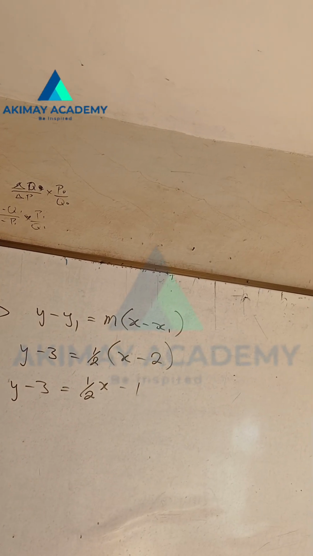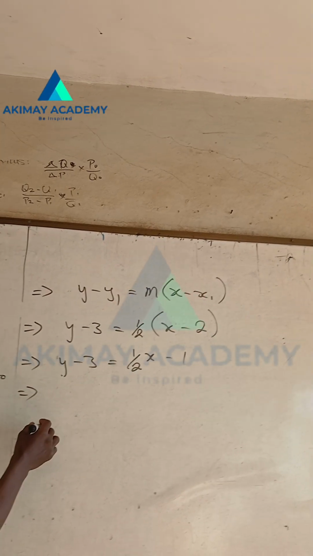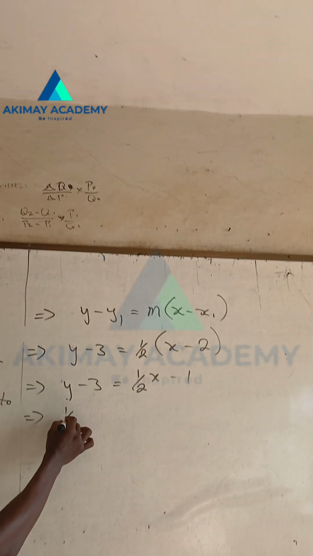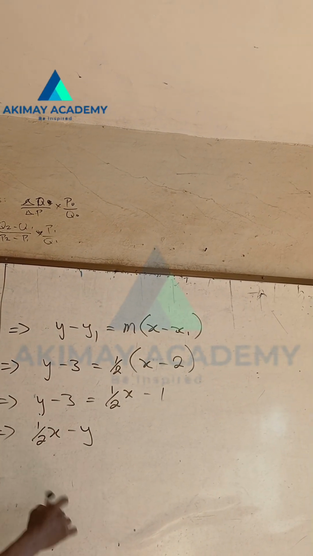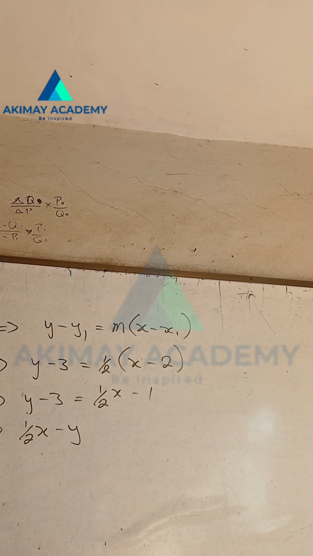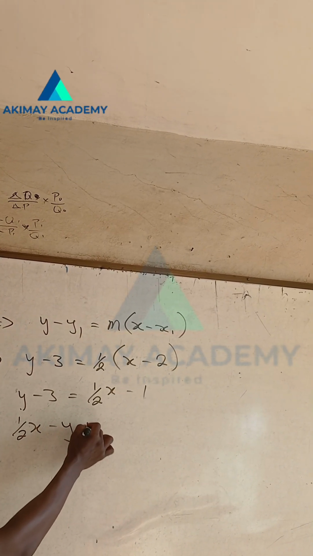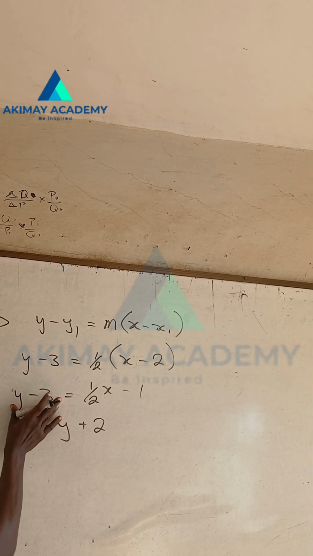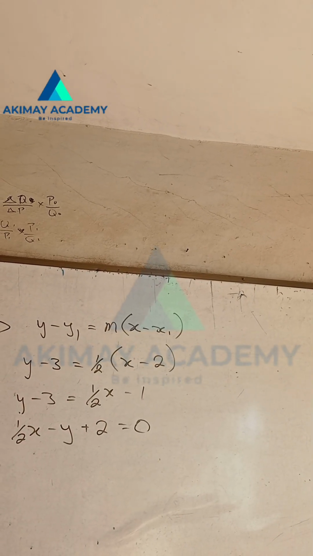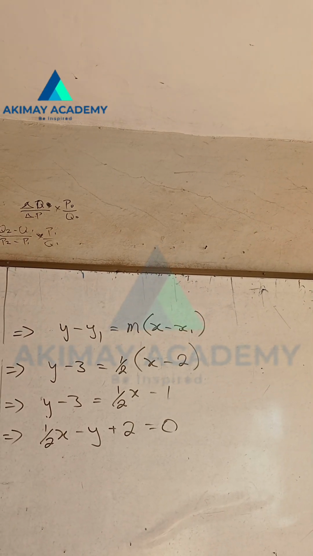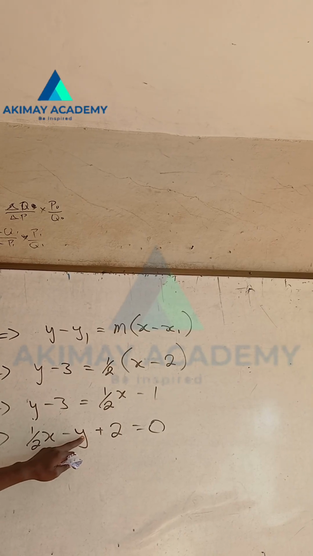Good. So here we can simplify it by sending this one to the other side. So we have 1 over 2x minus y. So minus 3 is over here, when this process becomes positive. And we have minus 1 here, so we are going to get a positive 2. As everything has moved, we are left with nothing but 0. So this is our equation: half x minus y plus 2 equals 0.